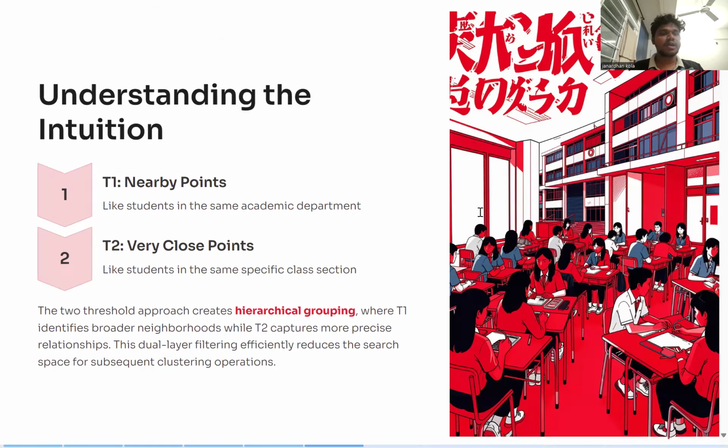Now let's understand it intuitively. T1 covers nearby points, like students in the same academic department, where T2 covers very close points, like students in the same specific class section. The two-threshold approach creates hierarchical grouping, where T1 identifies broader neighborhoods while T2 captures more precise relationships. This dual-layer filtering efficiently reduces the search space for subsequent clustering operations, where T1 gives broader grouping and T2 gives precise grouping.